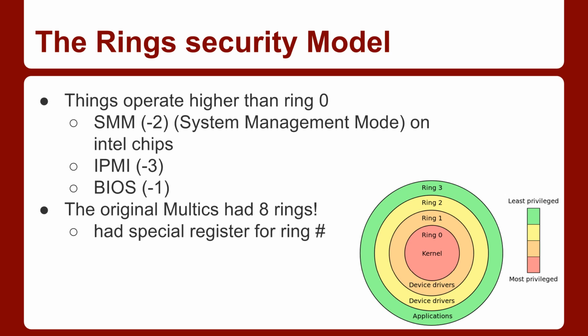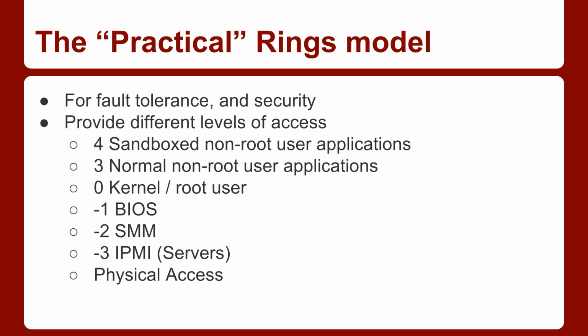So another thing to note is that the original Multics had 8 rings, and there was a special register that the processor used to keep track of what ring each thread was operating on, and when an interrupt would trigger or a thread would switch, it would save that ring, perhaps on stack or wherever, and then switch to the ring that the next thing was running at. And that's how it would keep track of it. So it's very, very interesting. They took the least permissions model to the max.